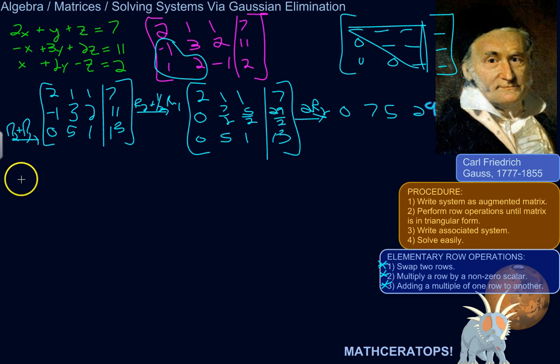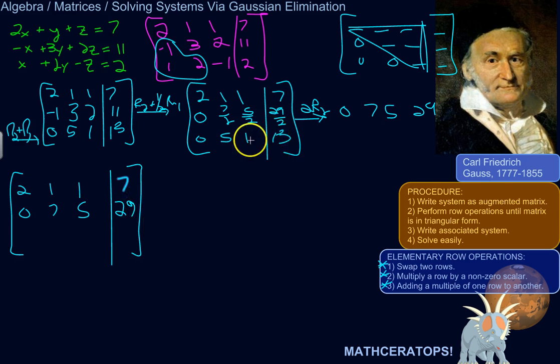So let me rewrite the matrix down here. Our row 2 became 0, 7, 5, and 29. And then we had 2, 1, 1, 7. And then we have 0, 5, 1, and 13.